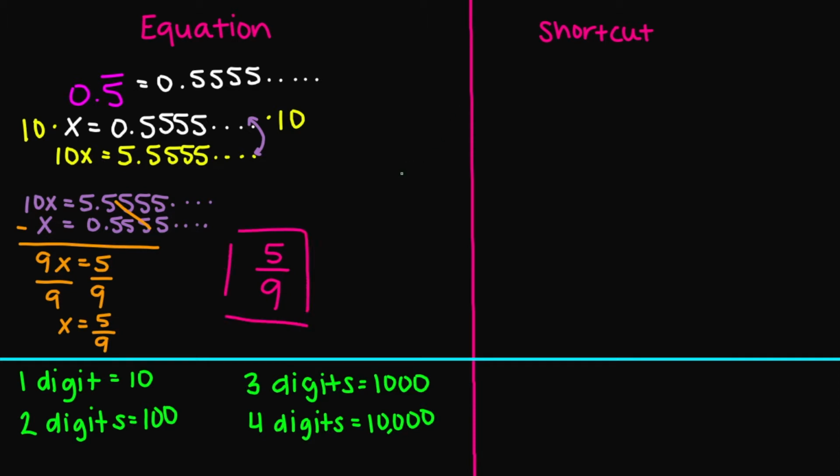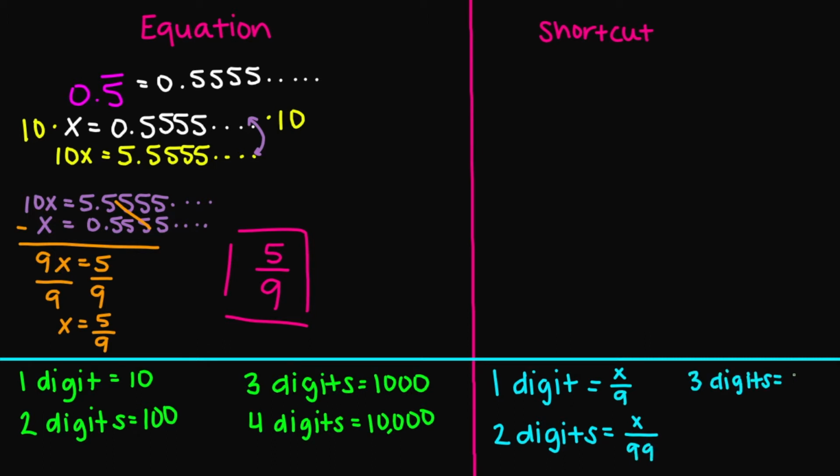Now let's go ahead and look at the shortcut way. So if you have one digit that's being repeated, your fraction is going to be a number over 9. So that means you're going to get 9 in your denominator. If you have two digits that are being repeated, you're going to have a number over 99. Three digits repeating, you're going to have a number over 999. And then if you have four digits that are being repeated, you're going to have your number in your numerator, and that's going to be over 9,999.